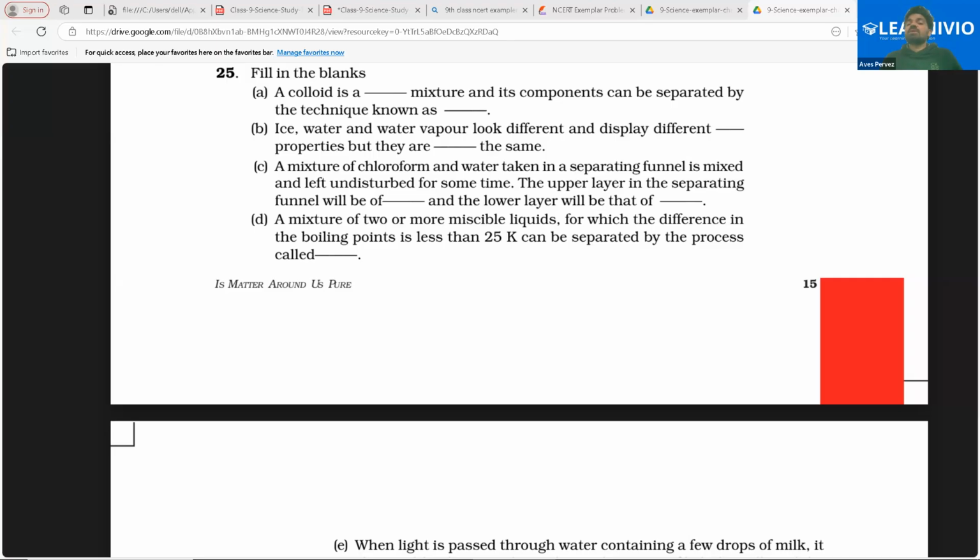So in compounds, elements are chemically combined together in a fixed ratio by mass. Here, in mixtures, they are physically combined together in a non-proportionate manner, meaning you can combine them in any manner. The constituents of a compound do not show their properties. Here, the constituents of the mixture show their properties.